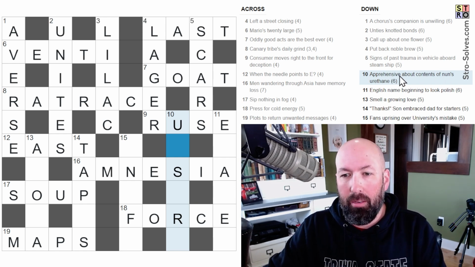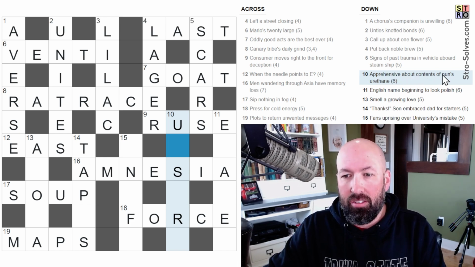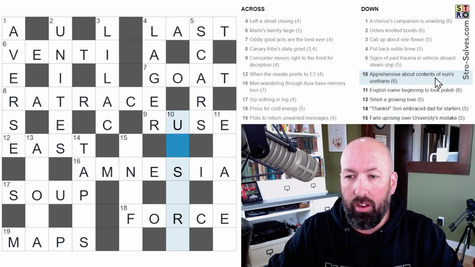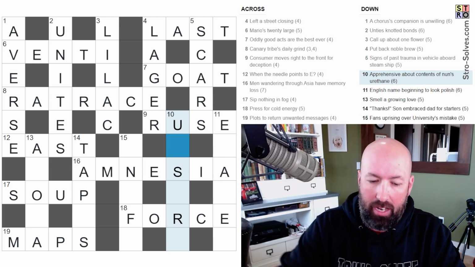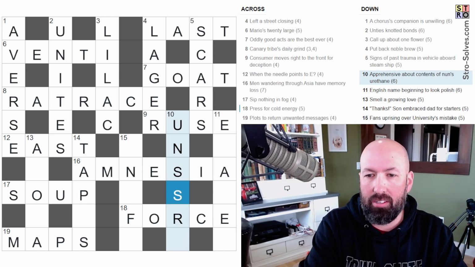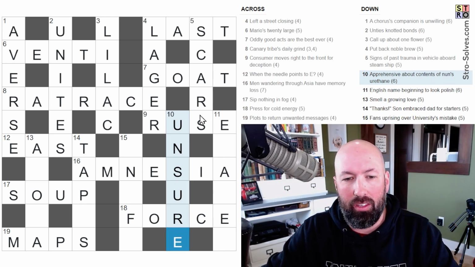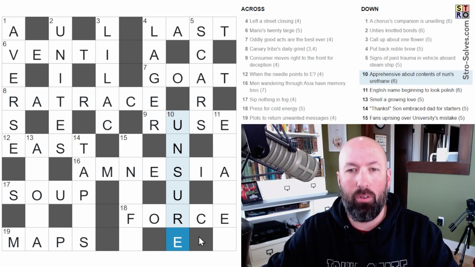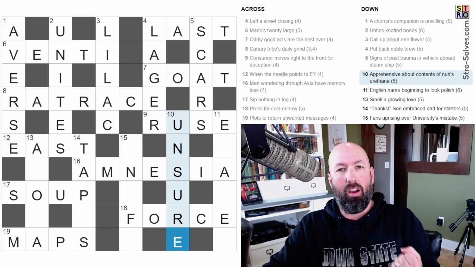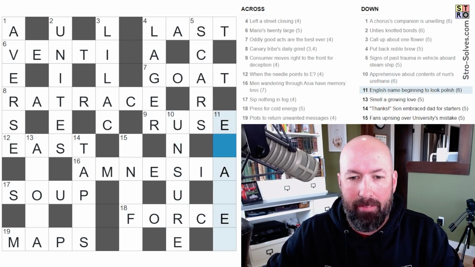So if you think about a 6-letter word that can mean apprehensive about, inside of the words nun's urethane, well, if you forget that first N, you get UNS, UNS-URE. It's the end of nuns and the beginning of urethane, and we get unsure. If you are apprehensive about something, you are unsure. And that is what's going on there.